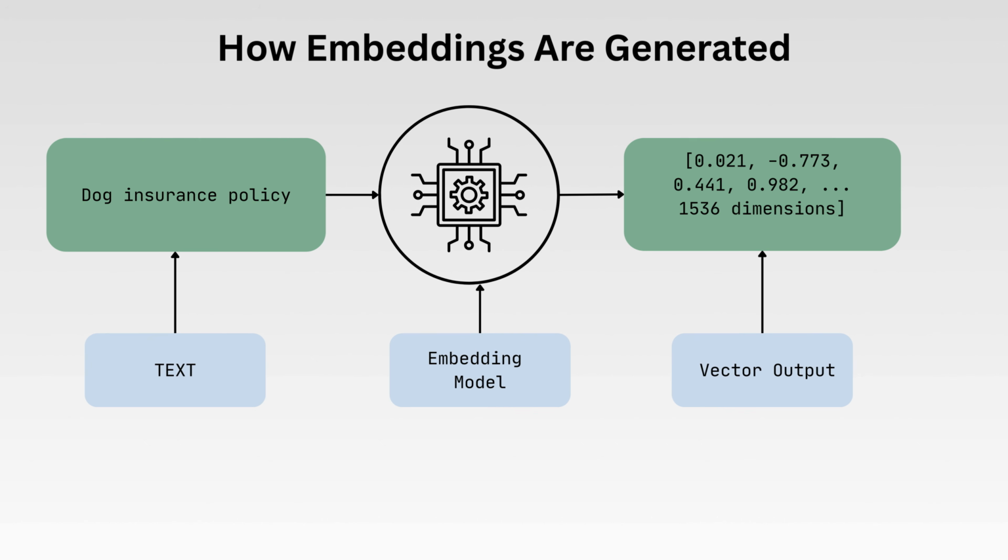Embeddings are generated by specialized neural networks trained on massive corpora of text. During training, the model learns patterns of language, which words co-occur, which concepts relate, and how context changes meaning. The output layer of that model becomes the embedding representation. So when you pass in a sentence, the model compresses its meaning into a dense vector. These embedding models are different from generative LLMs. They are optimized for semantic representation, not text generation.